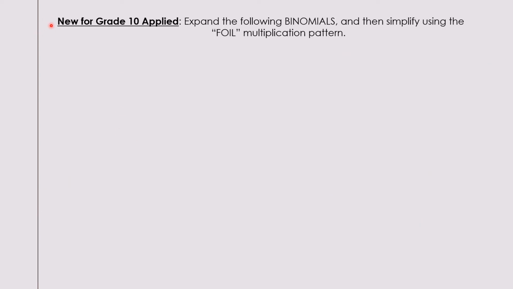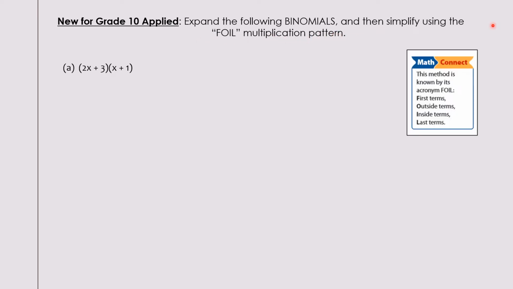New for grade 10. So that was all grade 9 review back there. This is grade 10. Expand the following binomials and then simplify using the FOIL multiplication pattern. FOIL. So over here is the first one we're going to do. Instead of having a monomial in the front, which we had in the last examples, this one's a binomial times a binomial.